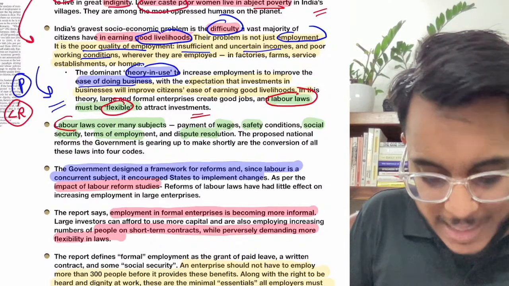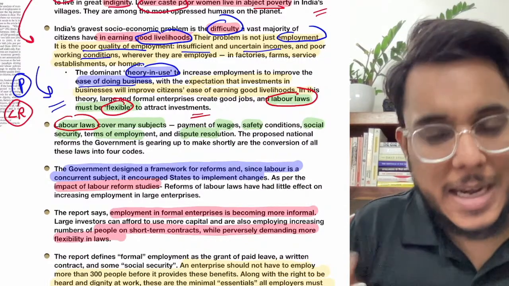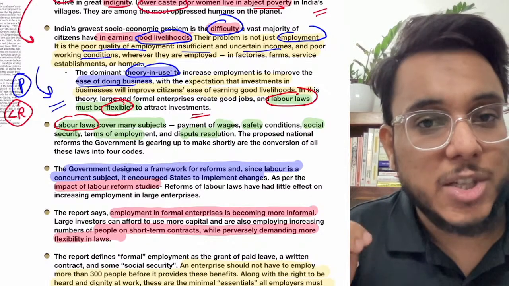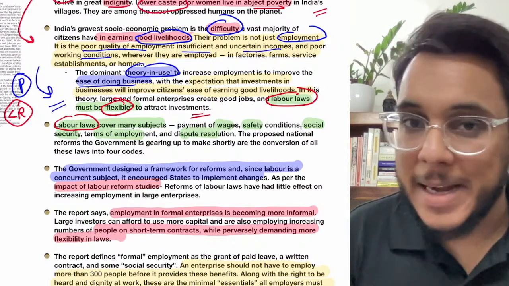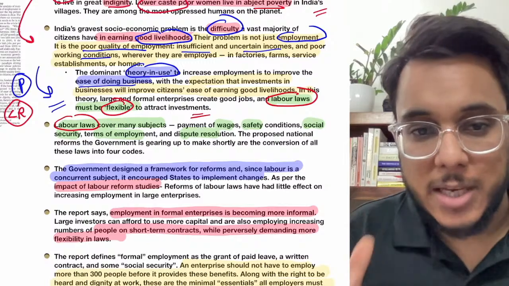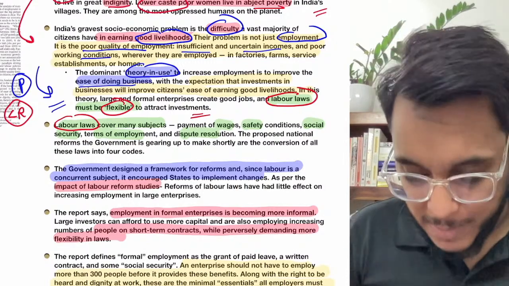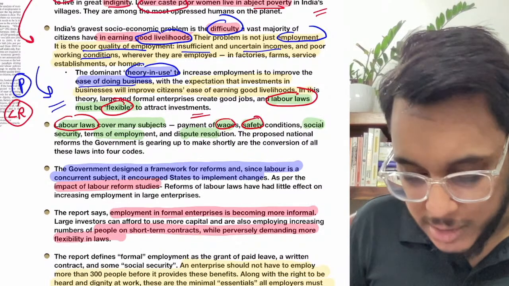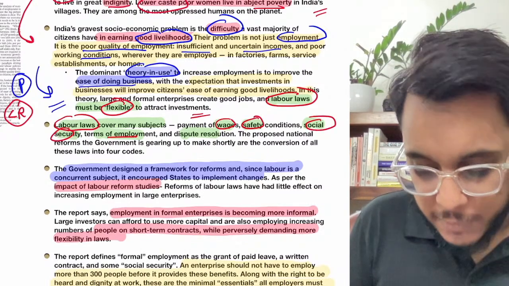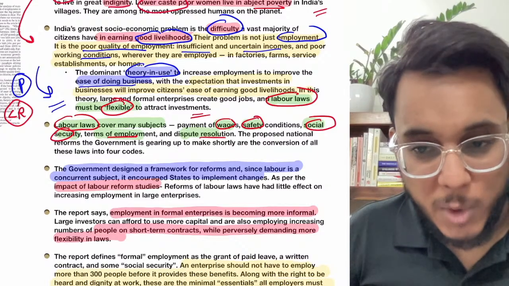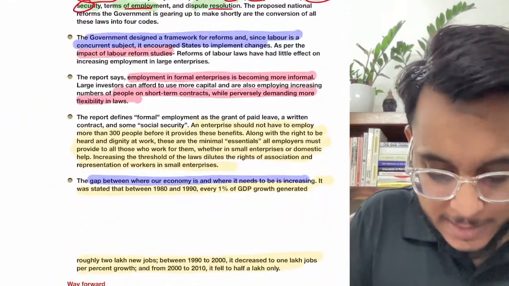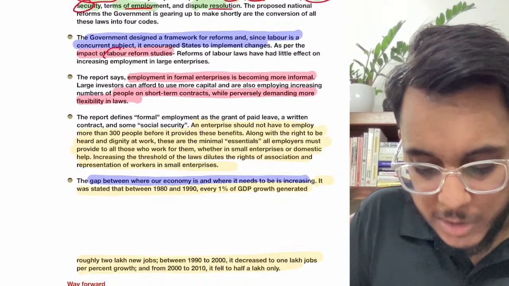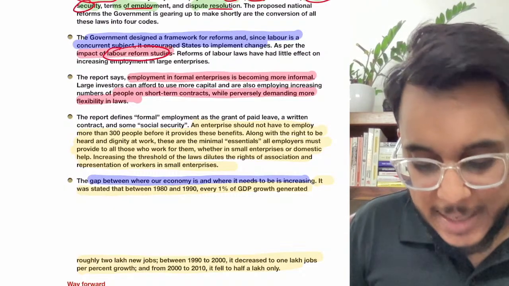Now guys, when we talk about labor laws, in India, labor as a subject has been mentioned in the concurrent list of the 7th Schedule of the Indian Constitution. It means that both the center as well as the states can make laws on labor. Labor concerns wages, safety conditions, social security, terms of employment, and disputes between employee and employer. Since labor is a concurrent subject, both the state as well as the center have power on that.